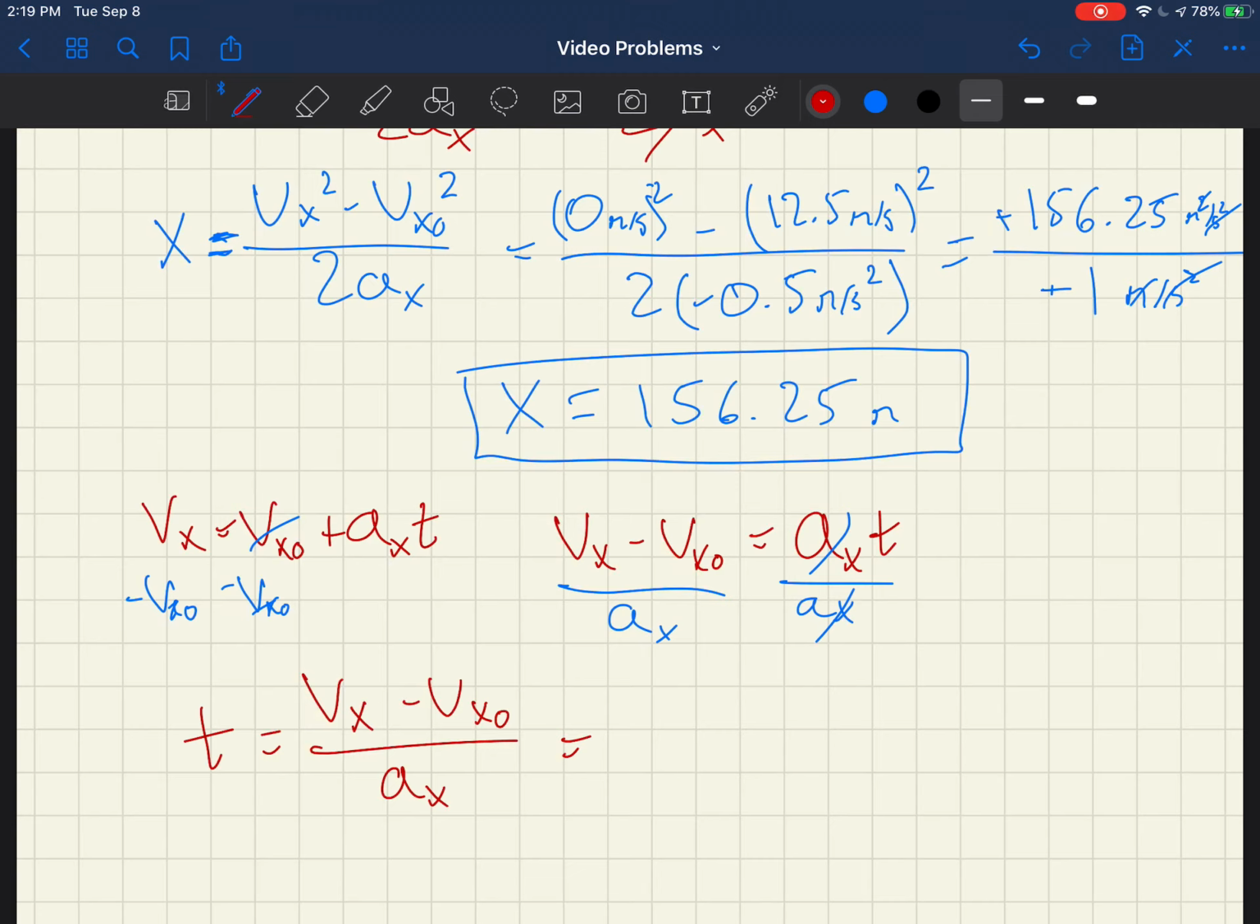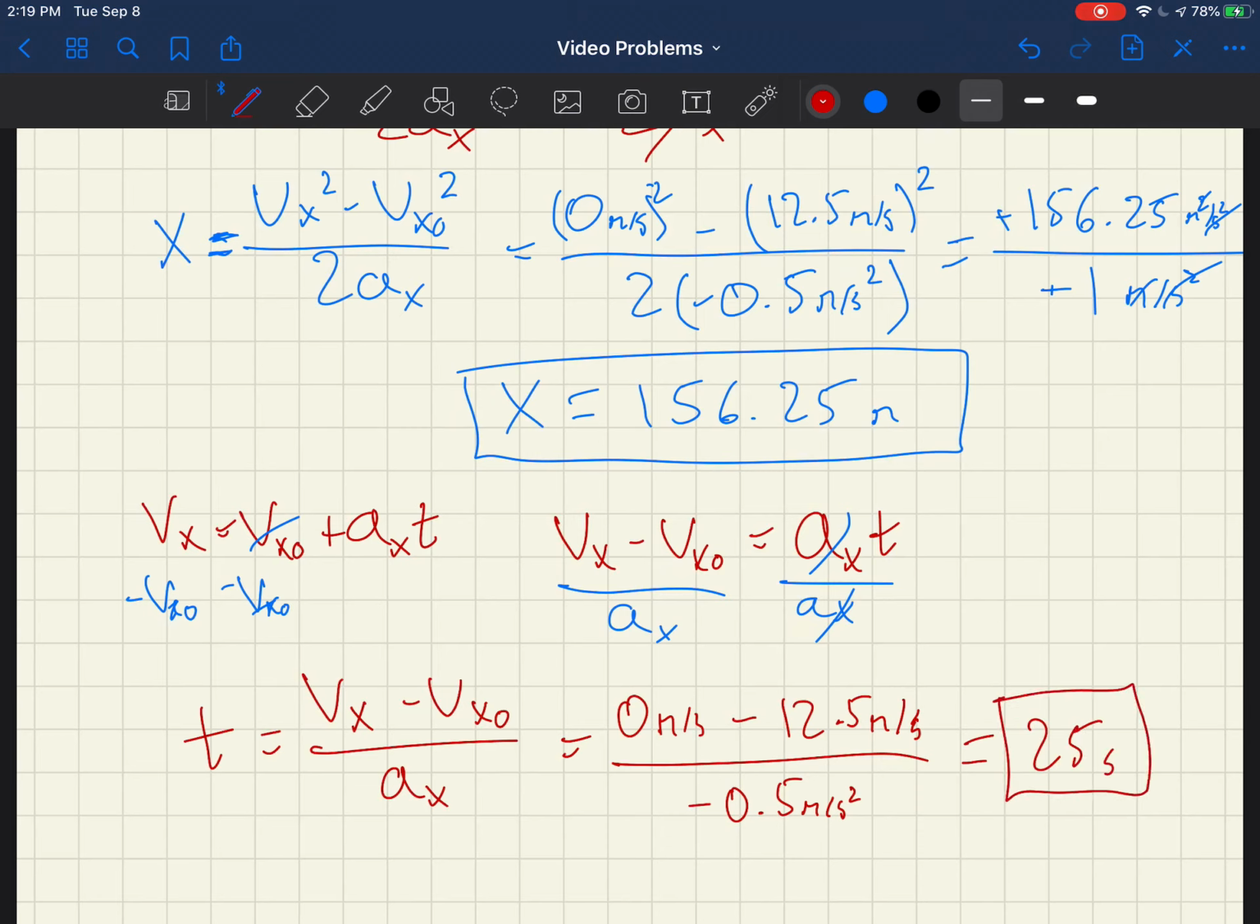Vx was 0 meters per second minus 12.5 meters per second divided by negative 0.5 meters per second squared. Again, we're not squaring the number, just the units telling us that that's an acceleration. So all we do is negative 12.5 divided by negative 0.5, and we get a positive 25 seconds. That's how long it takes for it to slow down.